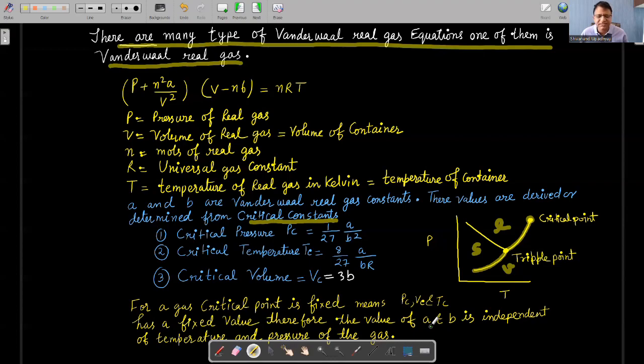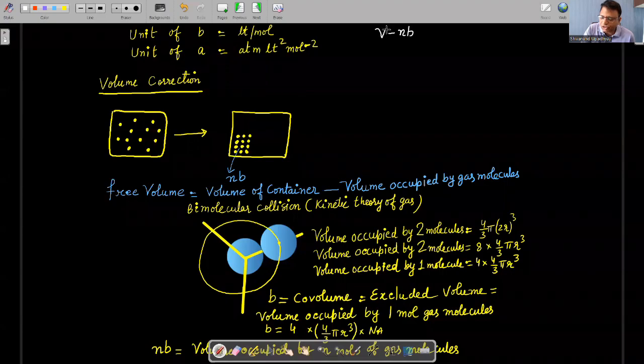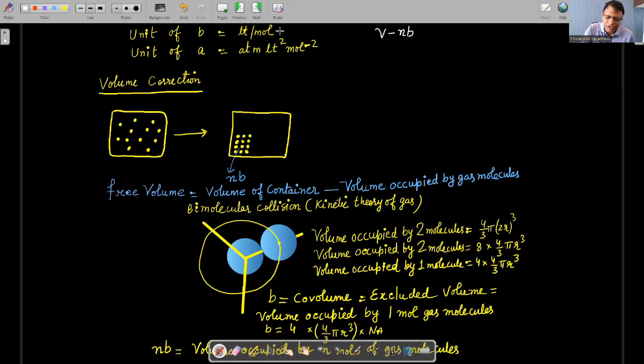In JEE Advanced, they have asked this question: what is true about A and B. Now the next point, the unit of B and the unit of A. We are going to discuss the meaning of A and B, but first we discuss the unit of A and the unit of B. When we write V minus nB, we can add or subtract volume from volume, right? So if V is volume, nB has the unit of volume, and from there we can say that the unit of B is liter per mole.